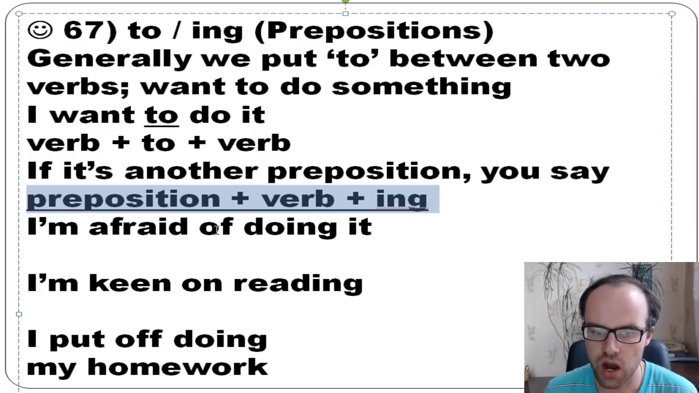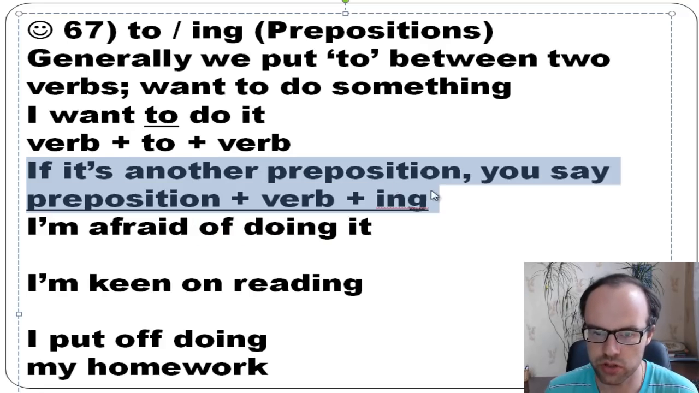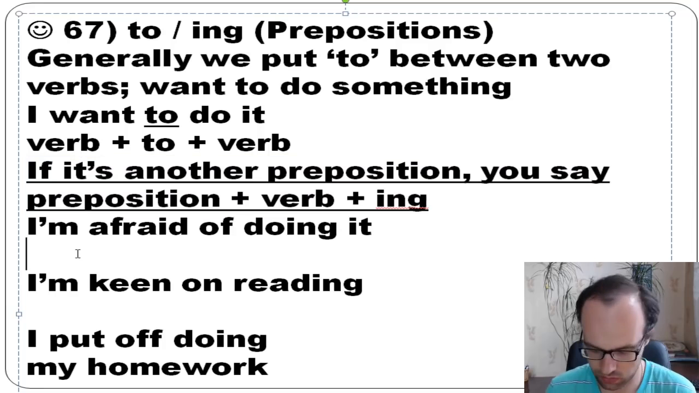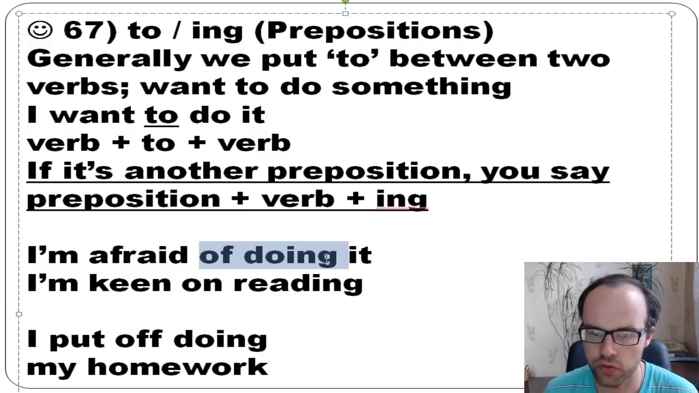Look, I'm afraid of doing it. So why do we use doing? Because it's another preposition, not to, and it's a rule, please remember it. I'm afraid of doing it. I'm keen on reading it, okay? So keen on means I like it, I really like it. I'm interested in it. So keen on, it's another preposition, not to, and we add ing on reading, okay?